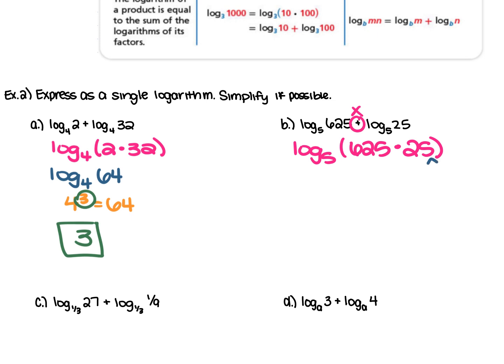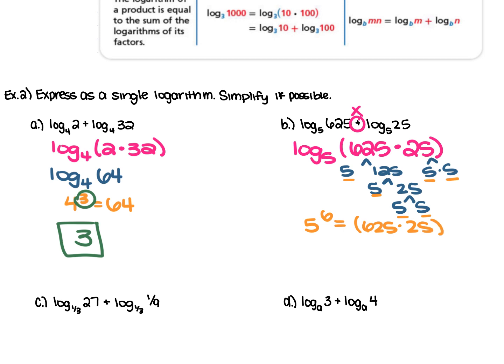So that 25 is 5 and 5. That 625 is 5 times 125. 125 is 5 times 25. And 25 is 5 times 5. So that's a total of 1, 2, 3, 4, 5, 6 times. So 5 to the 6th power is the 625 times 25, which means that answer is 6.